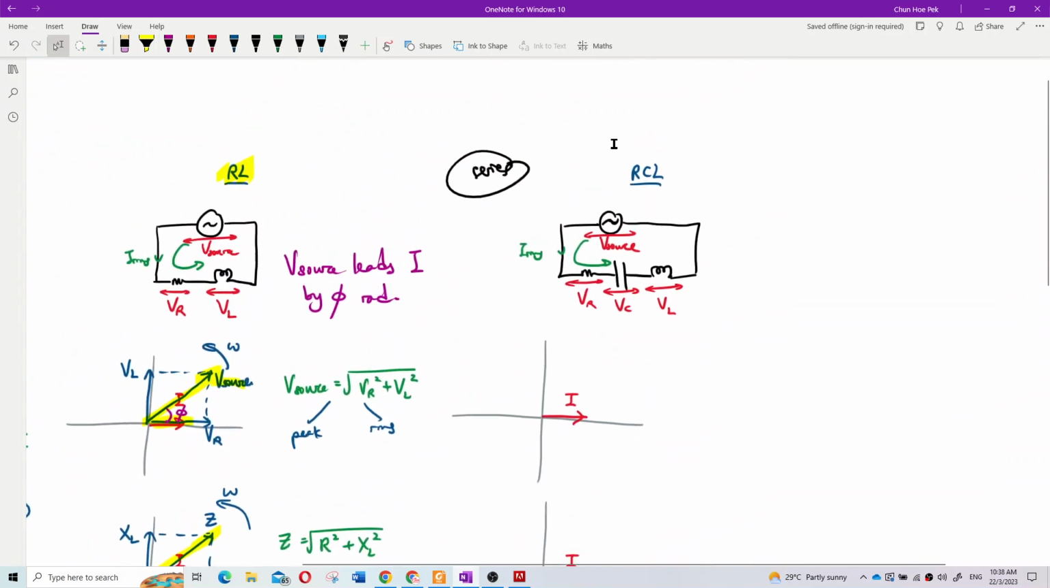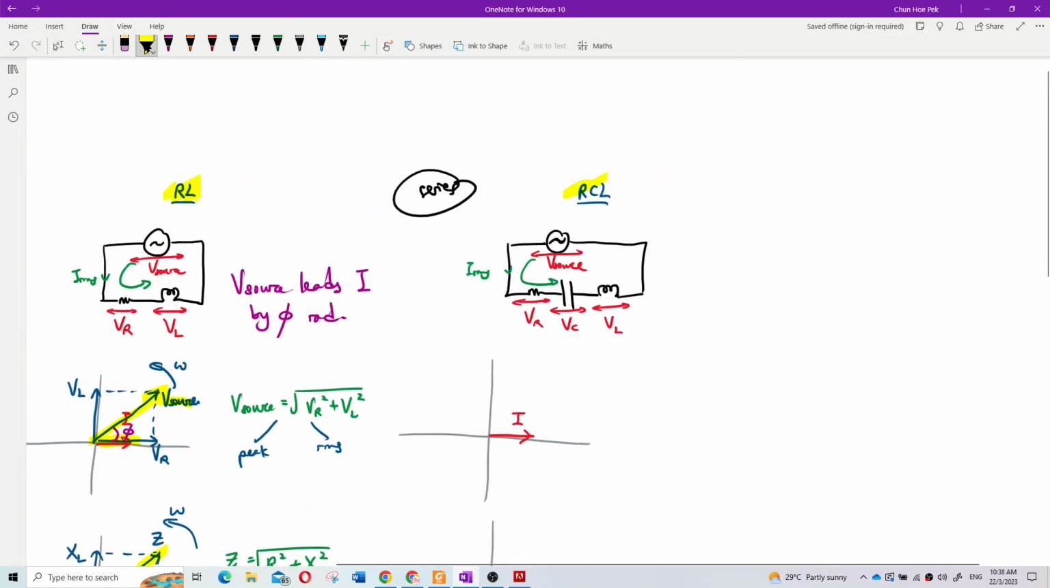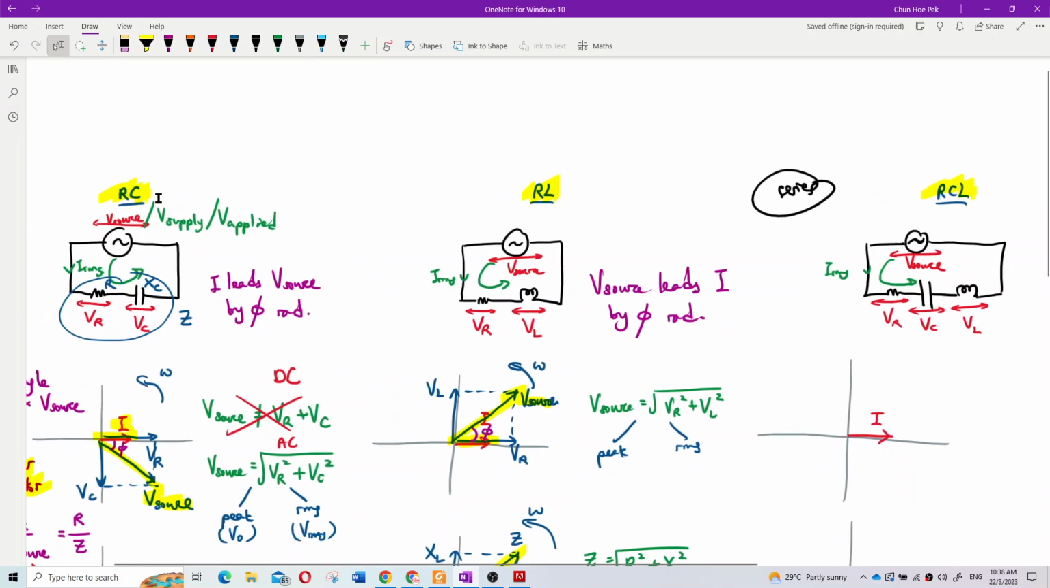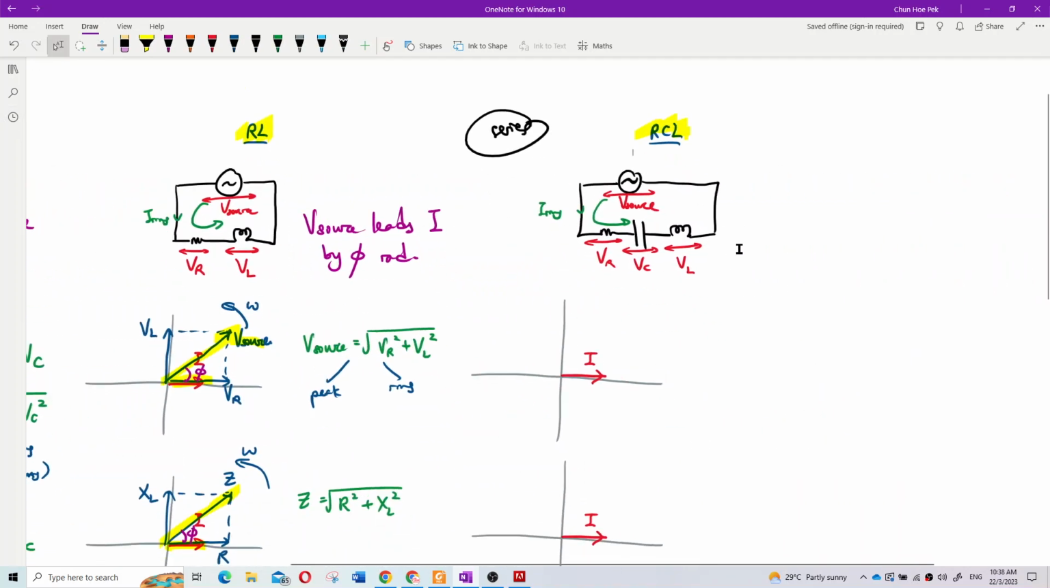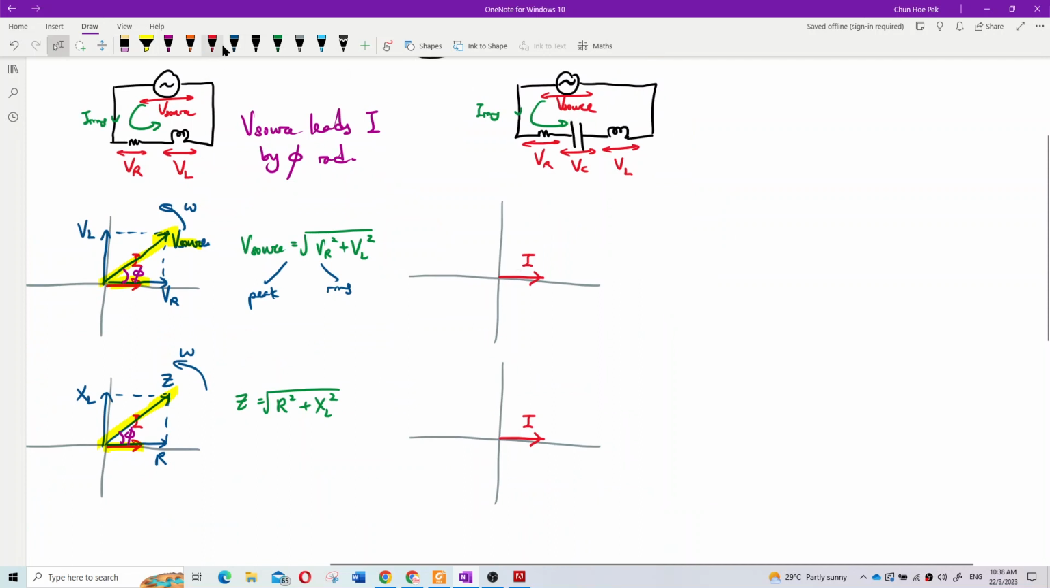Understand? Okay, now RCL. RCL is a combination of these two, RC and RL combined. So where is our resistor, class? Resistor is in phase. Our capacitor is current leading, so VC below. VL is voltage leading, so VL at the top. Normally for this case it is always VL at the top, VC below.